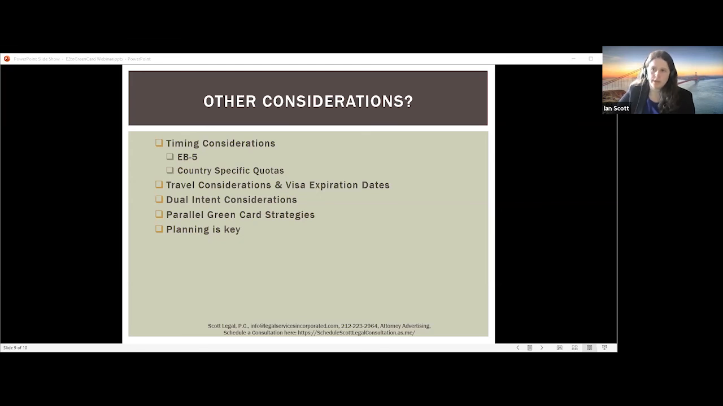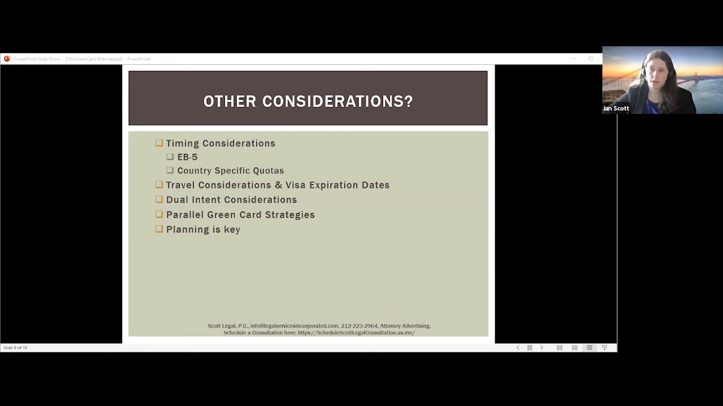Other things to consider are dual intent. So which visa are you on? Some visas like the E and the O are quasi dual intent visas, where there's a very low standard to prove your non-immigrant intent. Some visas like the H and the L are completely dual intent friendly. You can file a green card petition and travel freely on the H and the L without any worries. And there are other visas, the F visa, the TN visa, that have higher standards for non-immigrant intent, where you're really not going to be able to renew those visas or travel on those visas once you reach a certain stage of the green card process.